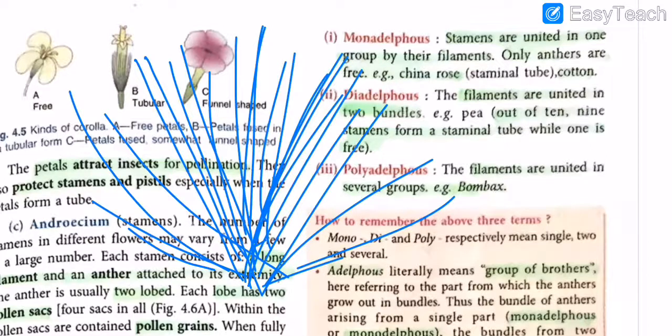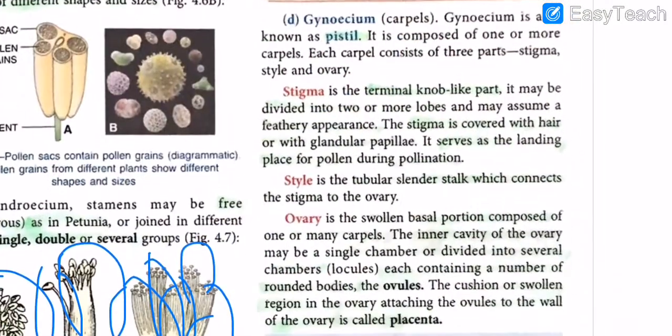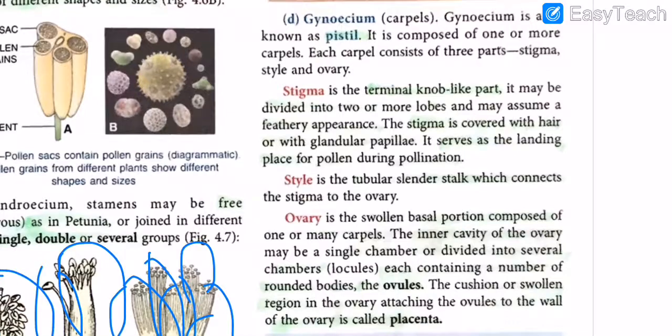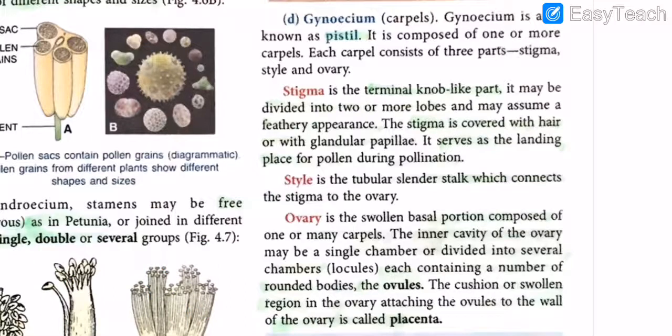Okay? Alright. Moving on to the fourth and the last whorl of the flower, that's the gynoecium. Basically, all of the things that we learn over here are very similar to what we have learned in our previous grades, but again, just a little more advanced version of that, right? So the gynoecium is also known as the carpels, and also known as the pistils. They have several names: carpels, gynoecium, and pistil. It is composed of one or more carpels. Each carpel consists of three parts. That's the stigma, the style, and the ovary.